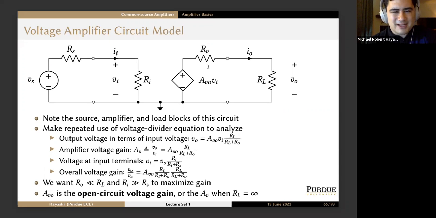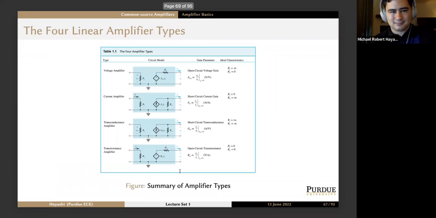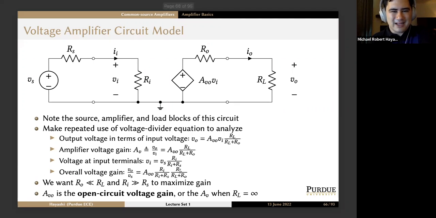We want RO to be as small as possible compared to the load, and we want RI to be as large as possible compared to the source in order to maximize the gain, because we want these voltage divider multipliers to be equal to 1, or as close to 1 as we can get. So that's how you quickly analyze the circuit, just using the voltage divider equation twice, and then using definitions of gain. So that's the voltage amplifiers.